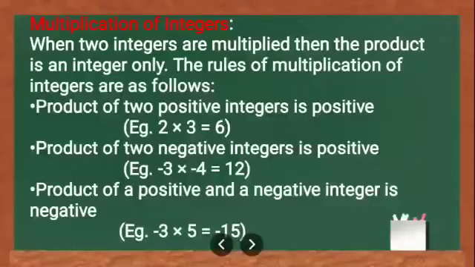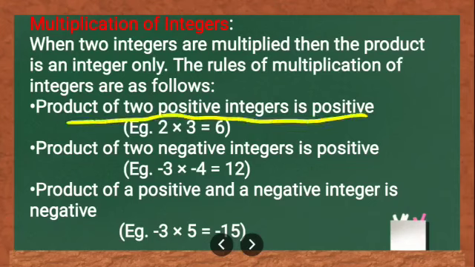Yes, it's too simple. Next one is multiplication of integers. There are three rules. First one is the product of two positive integers is positive. If you multiply any two positive integers, then the answer will be another positive integer. Let's check with an example. Here I have taken 2 and 3. Both are positive integers. So 2 threes are 6. If you multiply, you will get 6, another positive integer.